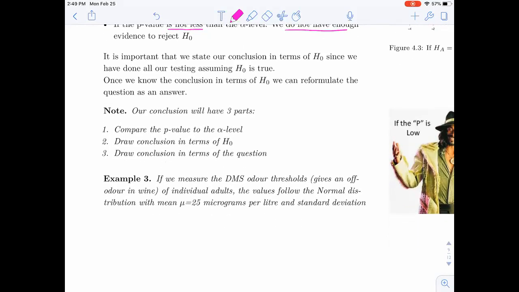Any questions about that before we do our example? Oh, yeah.